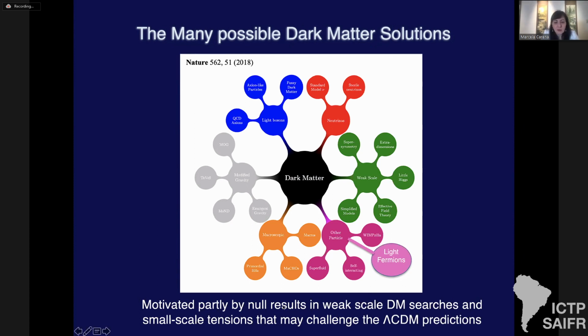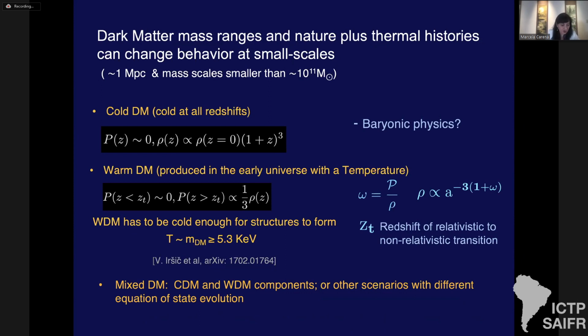So motivated partly, as I said, by the null results in weak scale dark matter searches, and by these small scale tensions that we still don't have resolved completely, we would like to maybe look closer to the lambda CDM prediction. Okay, so let's move directly into the first part of my talk, that is the dark matter plus core dark matter.